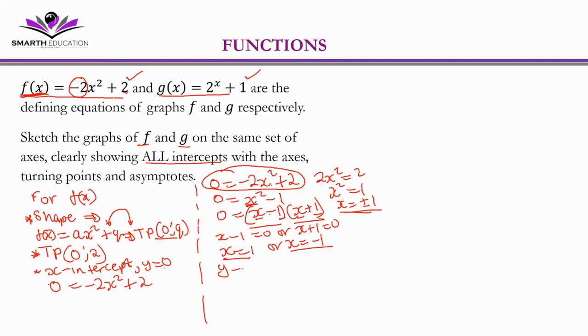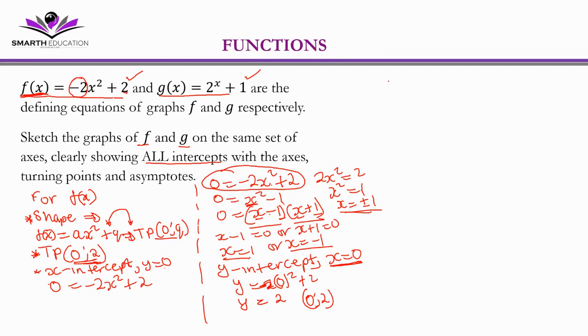Then y-intercept. The y-intercept will be at our turning point, but just know that to find the y-intercept, let x be equal to 0. At the y-intercept, x is equal to 0. So we put 0 where there's x: y is equal to -2(0) squared plus 2. So y is equal to 2. The coordinates of the y-intercept will be 0, 2, which is just the same as the turning point. Okay, that is for f of x.